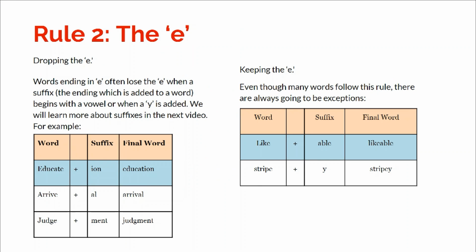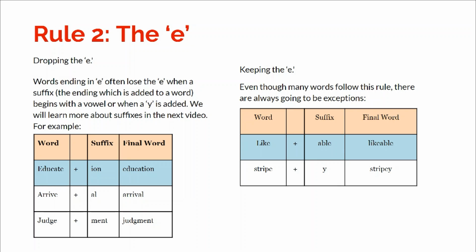Rule number 2, the E. The E is a very unique letter in spelling. Depending on where it's placed in the word, it can either completely change the spelling of the word or just completely be dropped. There are some cases when you need to drop the E. Words ending in E often lose the E when a suffix, which is the ending which is added to a word, begins with a vowel or when a Y is added.